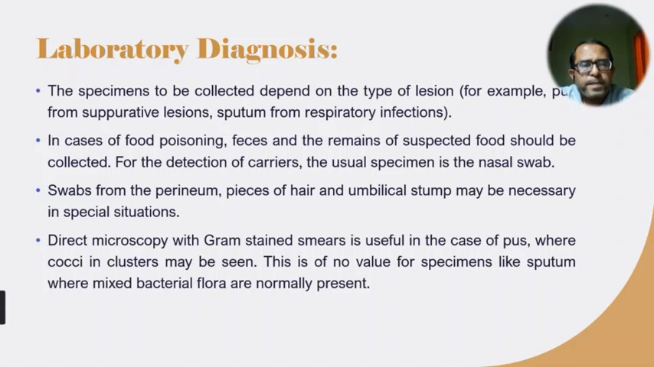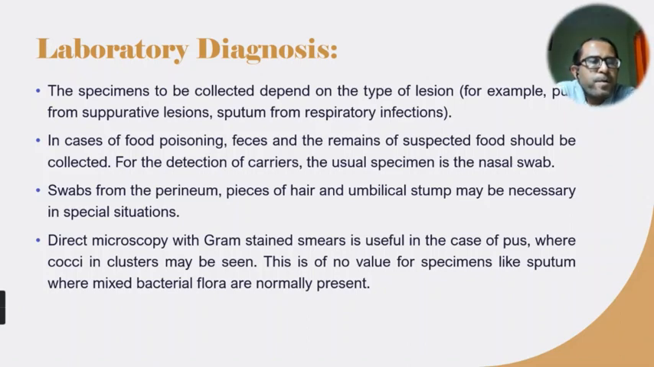Now in case of food poisoning, feces and the remaining suspected food should be used as a sample for the source of this. For the detection of the carriers, the nasal swab is used. So the usual specimen for the detection of the carrier is the nasal swab. Swabs from the perineum, skin, hairs, and umbilical stumps may be necessary for special conditions or special situations.